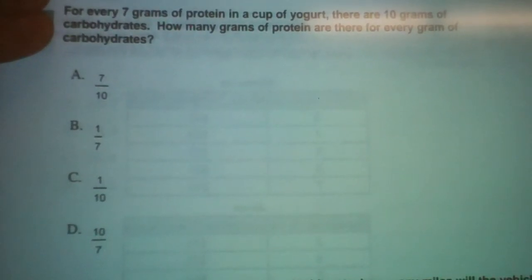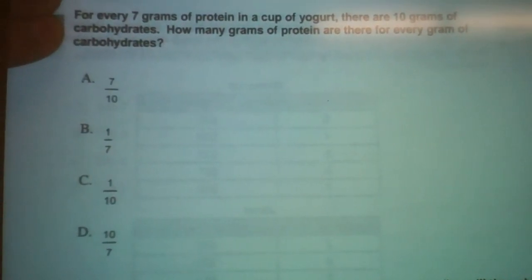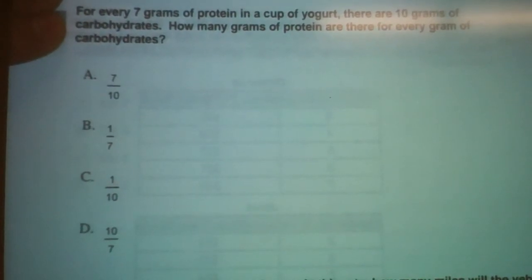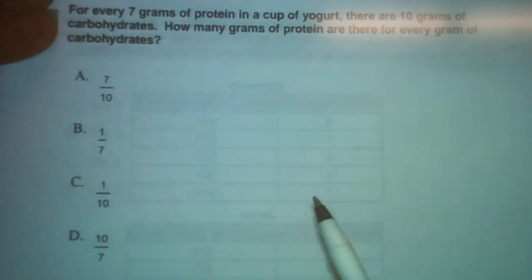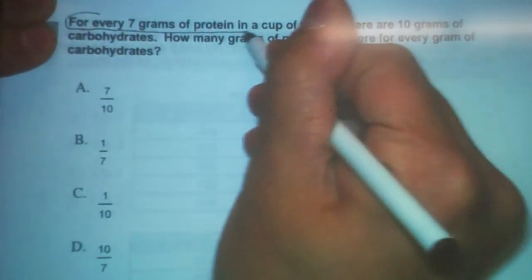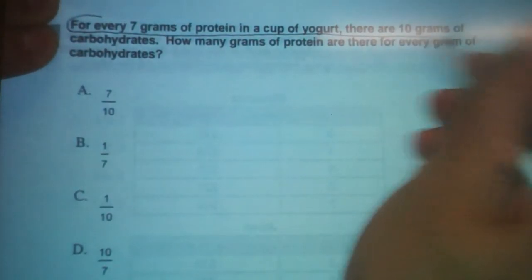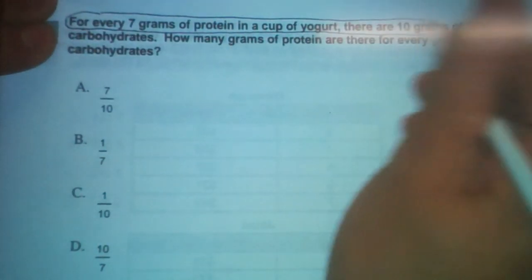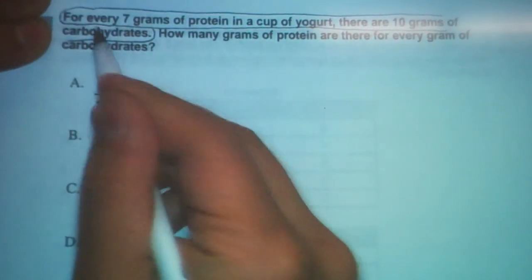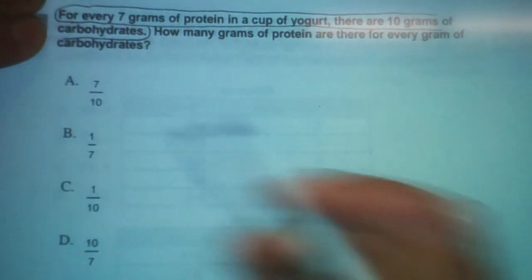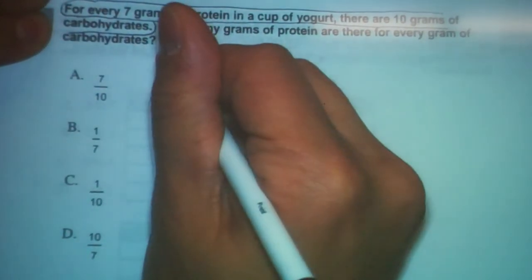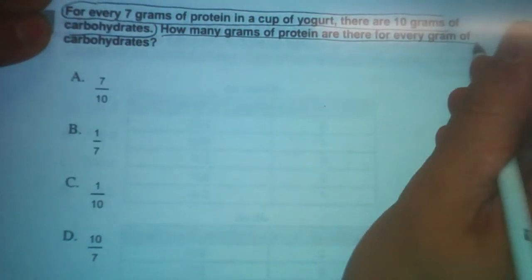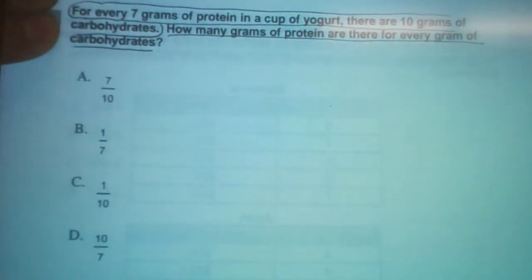For every 7 grams of protein in a cup of yogurt, there are 10 grams of carbohydrates. How many grams of protein are there for every gram of carbohydrates? So, first of all, key information. For every 7 grams of protein in a cup of yogurt, there are 10 grams of carbohydrates. See the word "for every"? That's making me think of a ratio relationship. We'll get back to that later. How many grams of protein are there for every gram of carbohydrates?